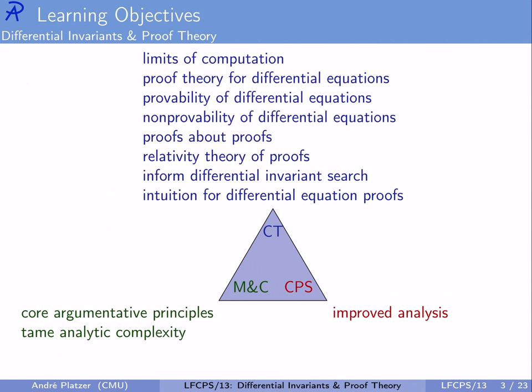That basically leads us to a relativity theory for proofs, where we say, does this one way of proving it give us more than another way of proving it? It does inform us during differential invariant search, and does give us an intuition for differential equations proof, which is sort of the pragmatic learning goal of today's chapter, where we're practicing the art of doing inductive proofs about differential equations, which is very helpful for us to scale up reasoning to complicated CPS challenges.